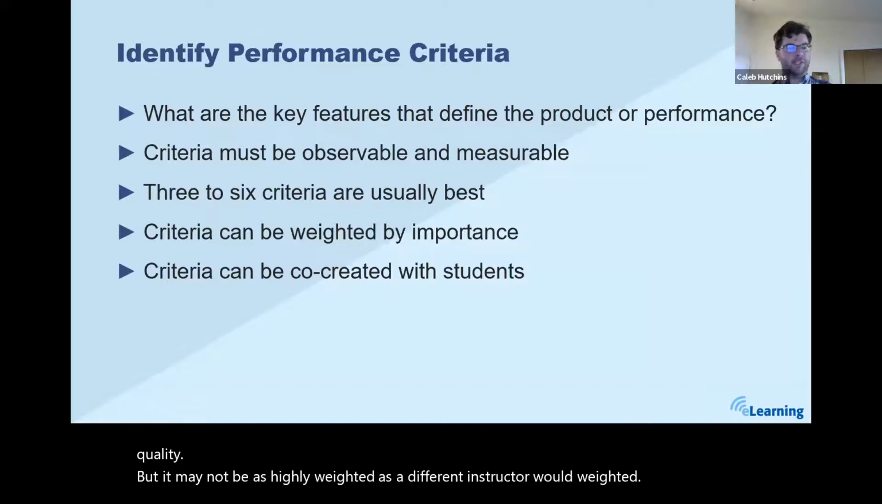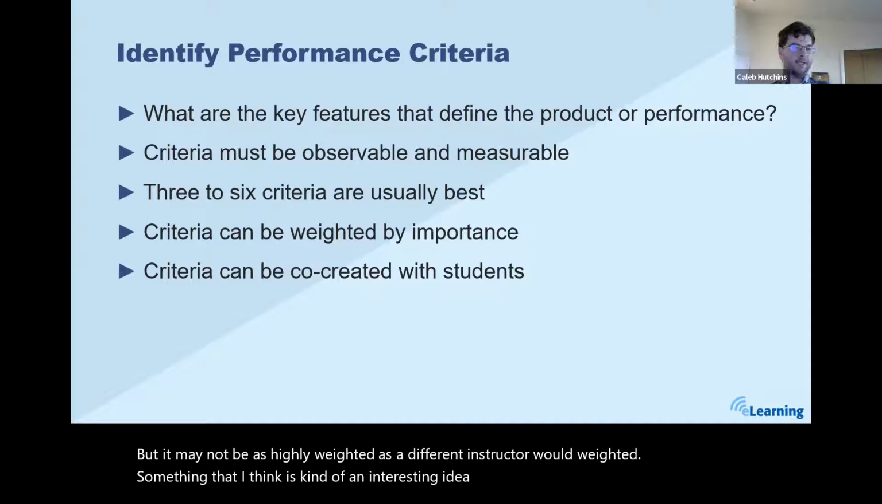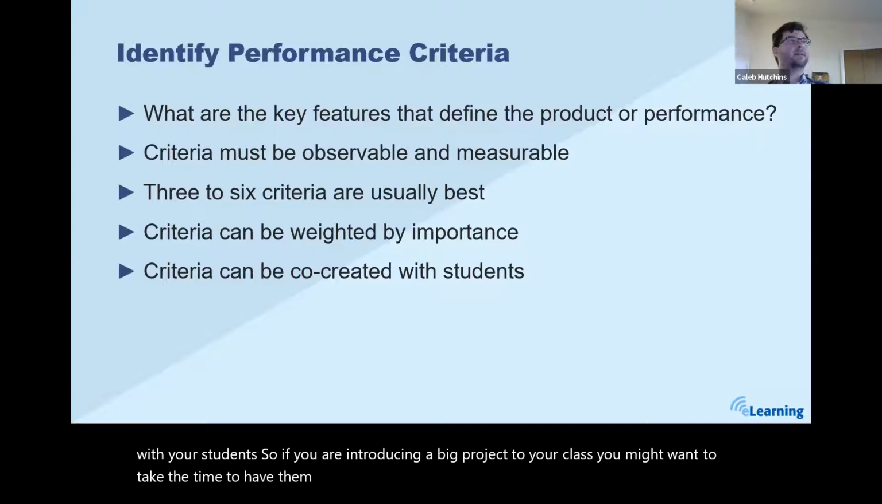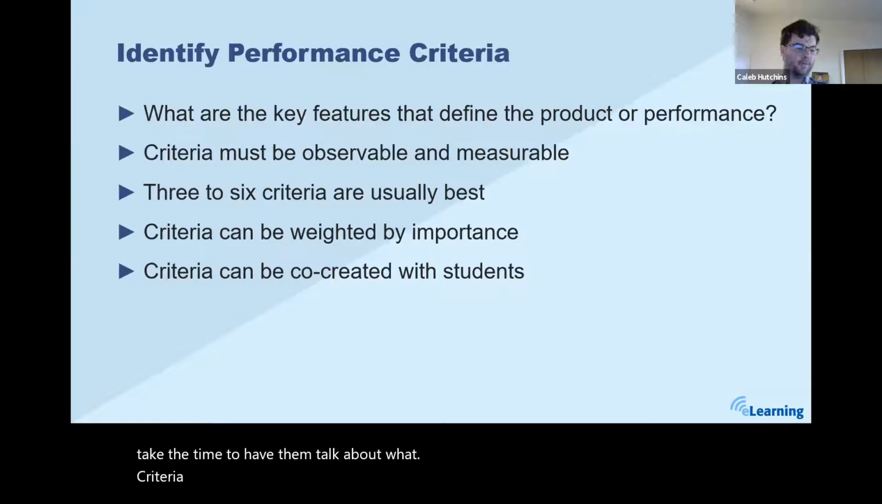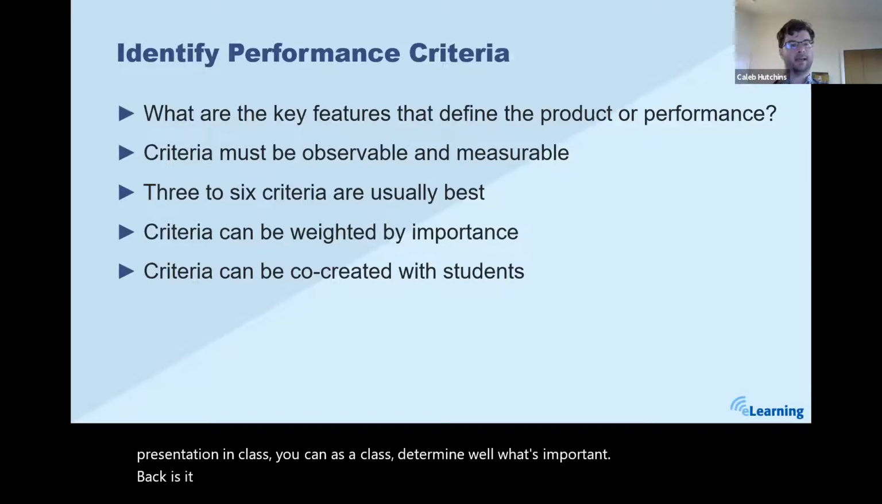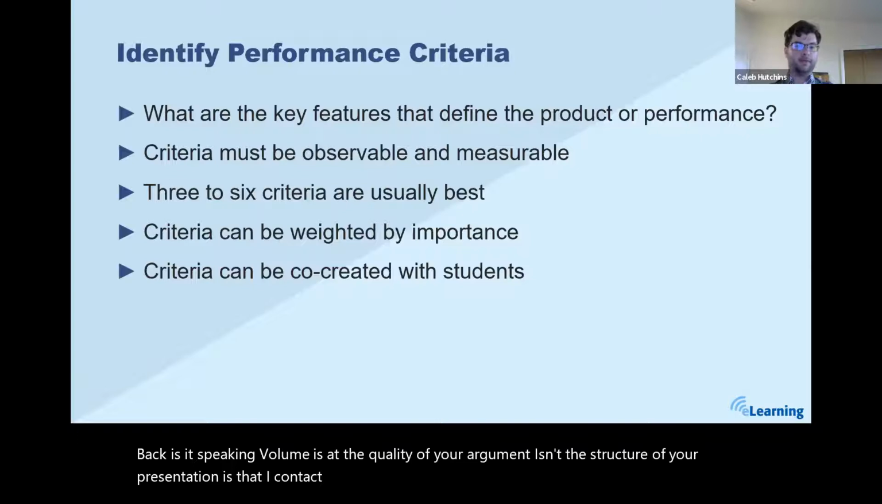Something that I think is kind of an interesting idea is potentially criteria can be co-created with your students. So if you are introducing a big project to your class, you might want to take the time to have them talk about what criteria are important for this particular assignment. If you are having them give an oral presentation in class, you can, as a class, determine, well, what's important about that? Is it speaking volume? Is it the quality of your argument? Is it the structure of your presentation? Is it eye contact? What matters in this assignment? And let the students help you come up with that.